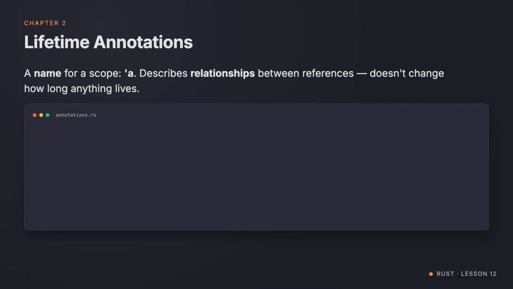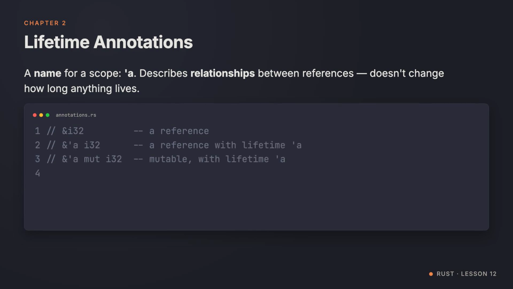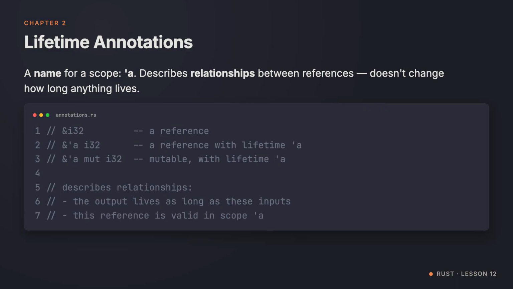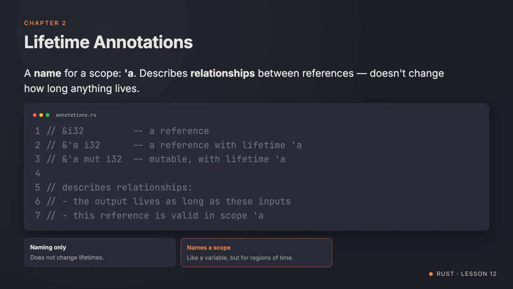A lifetime is written as a single apostrophe followed by a lowercase name. Convention is to use short names, 'a, 'b, 'c, for simple cases, and longer descriptive names for complex ones. So, &'a i32 means a reference to an i32 with a lifetime named 'a. Annotations describe the relationship between the lifetimes of multiple references. This is the subtle part. Annotations don't change how long anything lives. They don't extend scopes. They don't do anything at runtime. They only describe to the compiler the relationships that already exist.